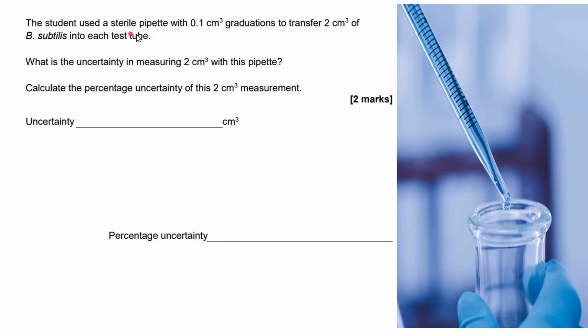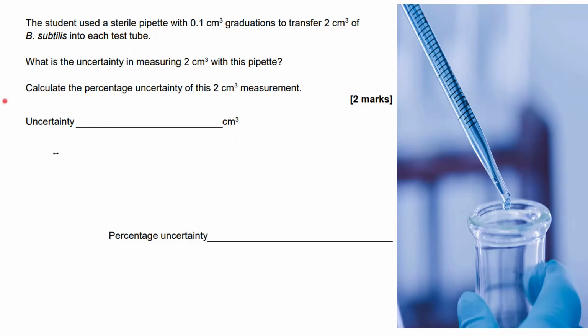Okay, the student used a sterile pipette with 0.1 centimeter cube graduations to transfer 2 centimeter cubed of B subtilis, that's some sort of bacteria, into a test tube. What is the uncertainty in measuring 2 centimeter cube with this pipette? So calculate the percentage uncertainty of this 2 centimeter cube measurement. 2 marks. So first of all, the uncertainty.